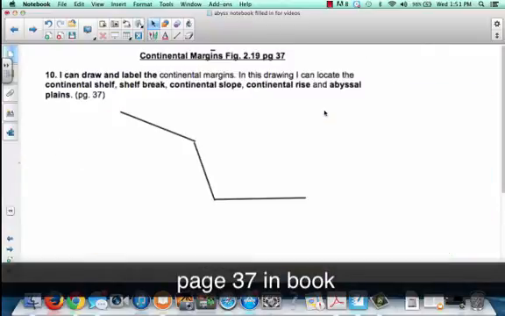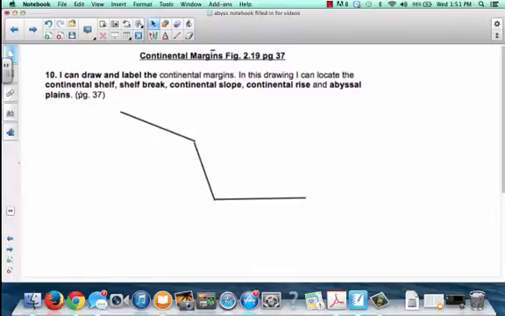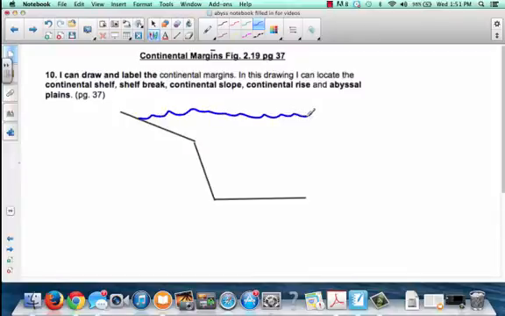All right, so let's get started. The first thing I would like for you to draw, if you can, get my blue out, is blue, is the water level. Because we want to make sure that we understand that this is where the water level is going to come and everything else is underneath the water. This right here is what we call the shelf.